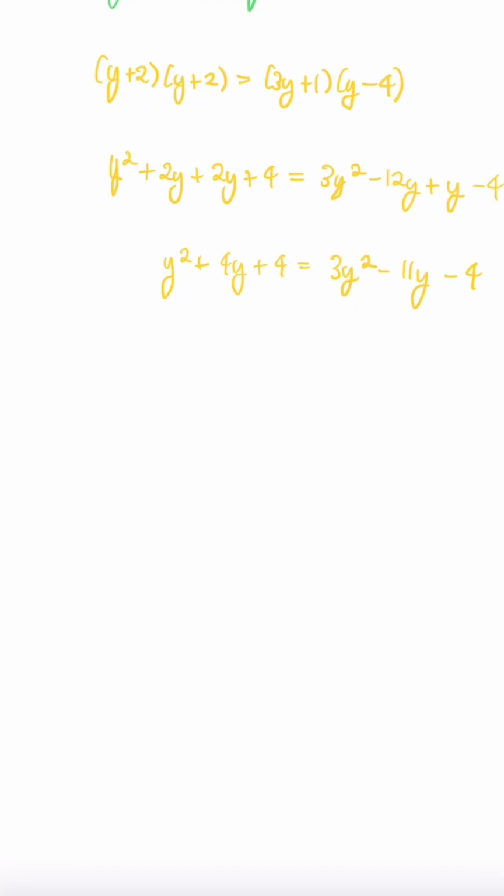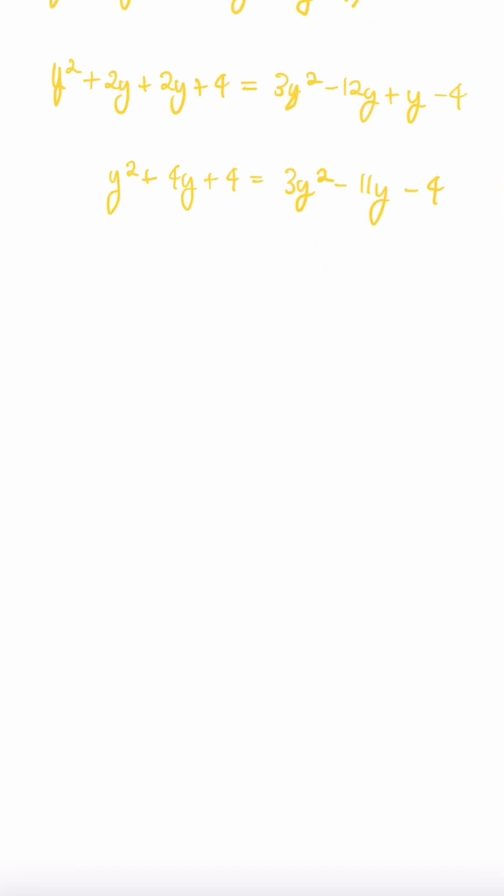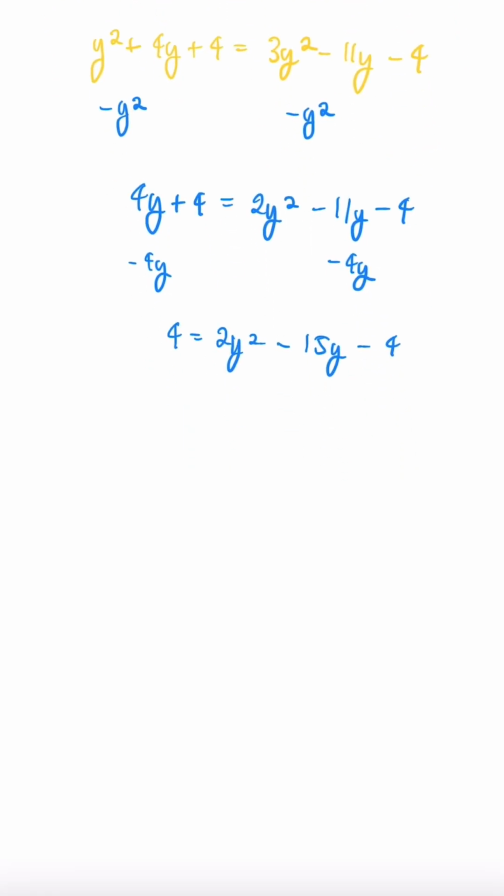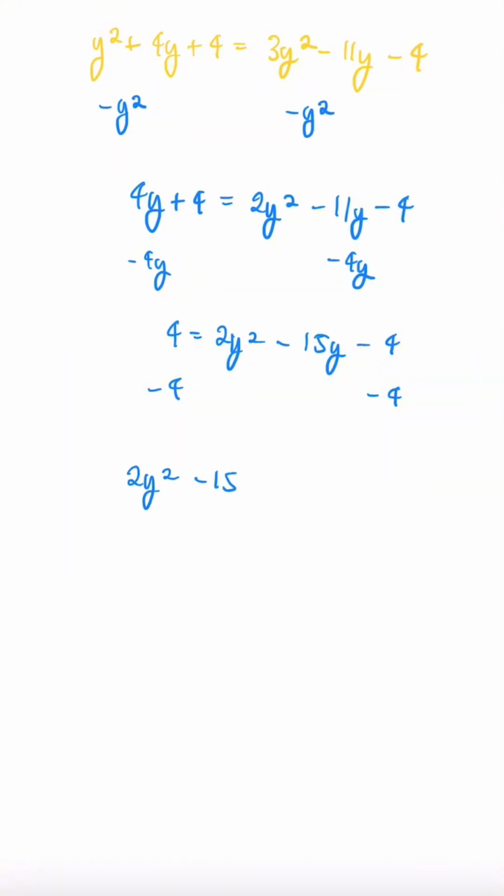And what we now want to do is get all of our terms onto one side of the equation and make it equal to 0 so that we can solve for y. So let's start by subtracting y squared from both sides. We're then going to go ahead and subtract 4y from both sides. And then finally, we're going to subtract that 4 from both sides. This then is going to leave us with 2y squared minus 15y minus 8 equaling 0. Now we've got a quadratic which we can solve.